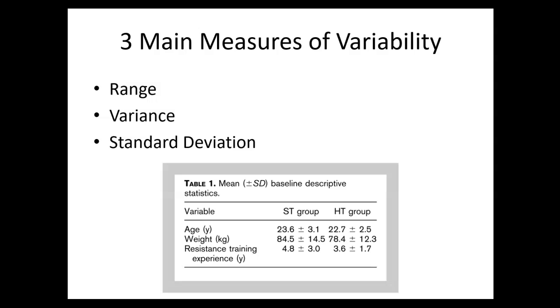Now there are three main measures of variability. We have range, we have variance, we have standard deviation. If you ever looked at a research article, you might see something like this. In this case, this just means hypertrophy group, this means strength training group. That's slightly irrelevant, but we see age, and then we see this plus or minus 3.1. So that is what's called the standard deviation. This will start to make more sense as we cover standard deviation, but you'll see that measure very frequently in research papers.